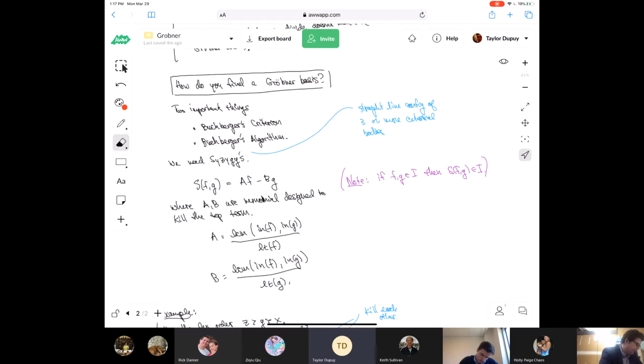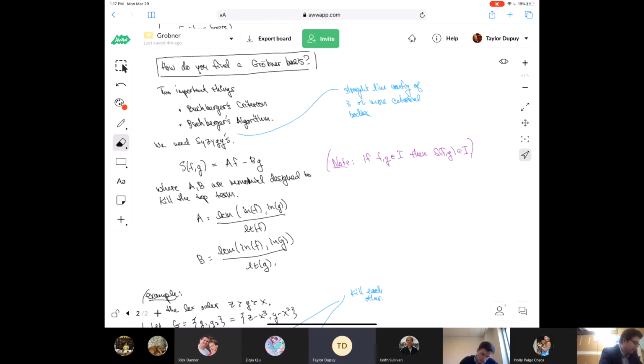So, all right. Back to this. We were talking about how you find a Gröbner basis, and the way to do that is via Buchberger's criterion and Buchberger's algorithm, and they both have to do with these syzygy things, right? Syzygies are where you match the leading terms of two polynomials so that they cancel each other out. So you find essentially the least common multiple of the leading terms, and then you cancel them out.